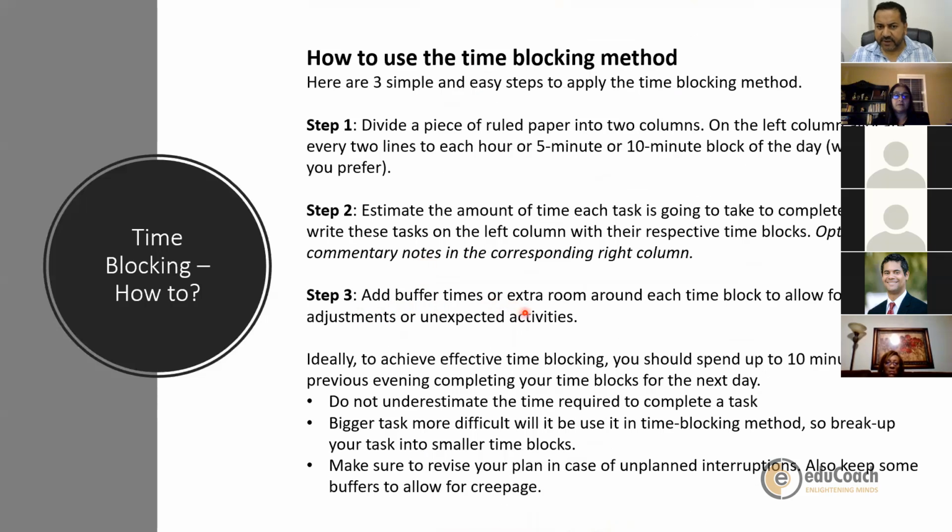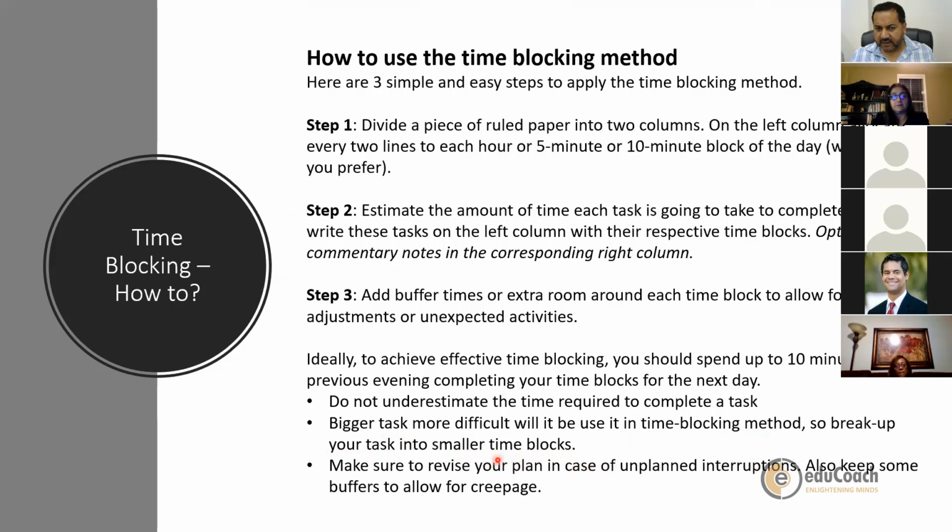Add buffer times or extra room around each time block to allow for unexpected activities. Ideally, to achieve effective time blocking, you should spend up to 10 minutes the previous evening completing your time blocks for the next day. Do not underestimate the time required to complete a task. The bigger and more difficult the task, the harder it is to use the time blocking method. So break up your task into smaller time blocks.